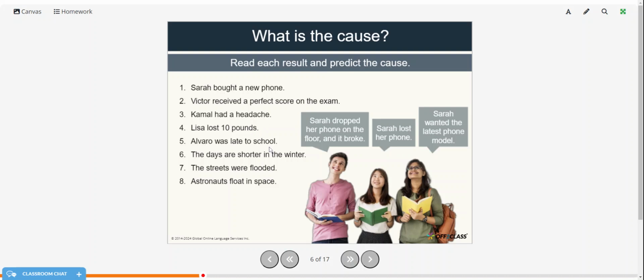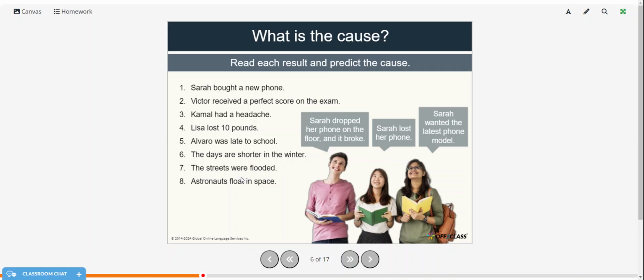Alvaro was late for school. Possible causes might be he overslept, he missed the bus. The days are shorter in the winter. The cause of that would be the Earth's rotation is away from the sun or farther from the sun in the winter, at least in North America.